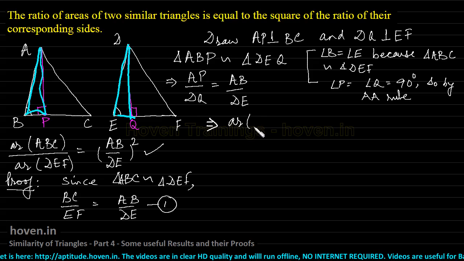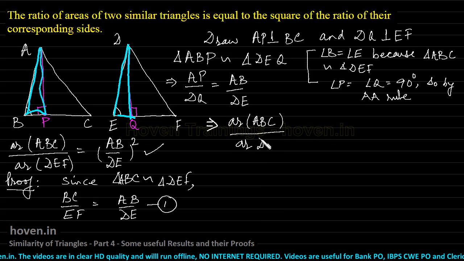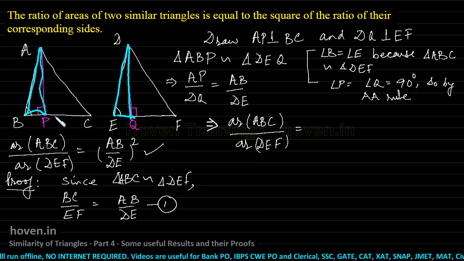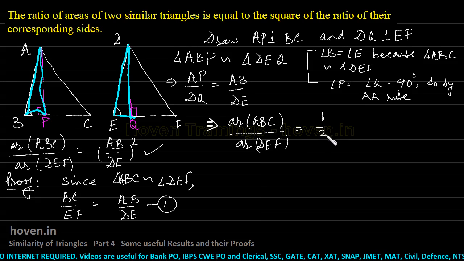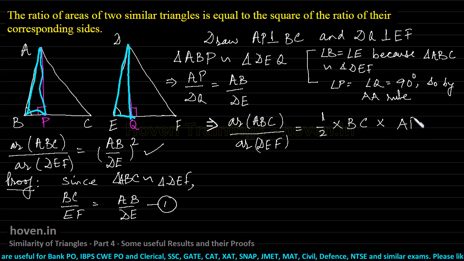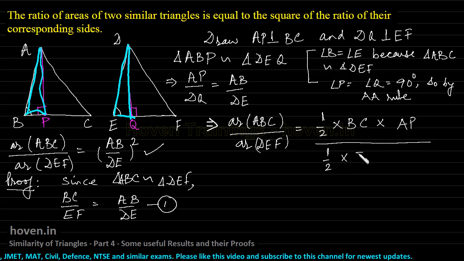So let us now write, which implies area of ABC divided by the area of DEF should be equal to, what is the area of ABC? Half of base, half of BC multiplied by AP. This BC is the base and this is the height. Similarly, area of triangle DEF should be half of EF multiplied by DQ.